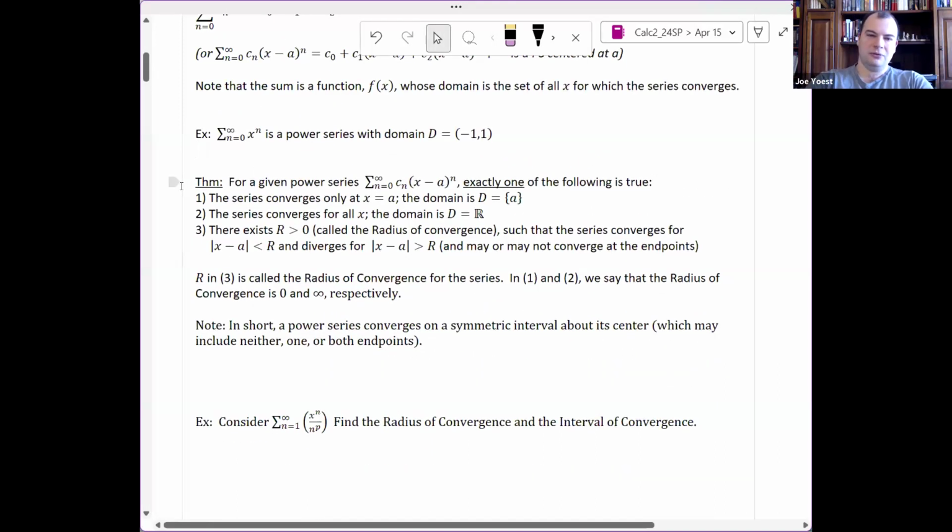We have a super helpful theorem for power series. This is going to essentially come up in basically every problem. For a given power series centered at A, exactly one of the following is true. Option 1, the series converges only at x equals A, and the domain is just the single number A.